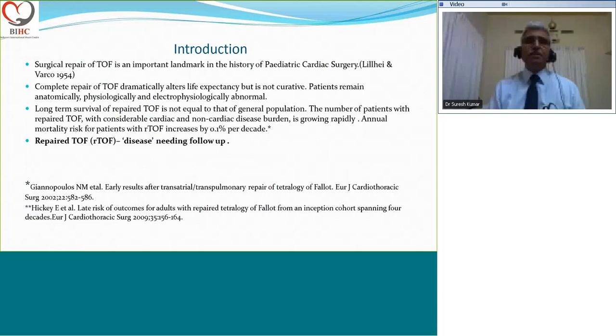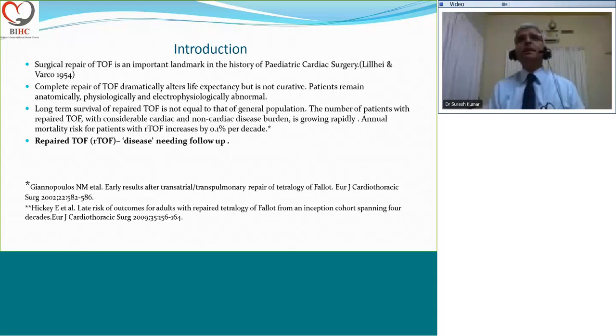Surgical repair of tetralogy was an important landmark in the history of pediatric cardiology and cardiac surgery. It was Lillehei and his group who did it in 1954. The important thing about tetralogy is the misnomer in the words that we use, intracardiac repair, total repair.